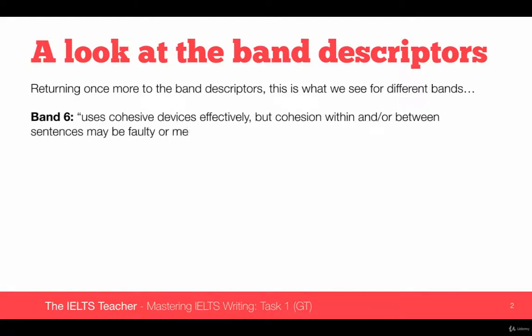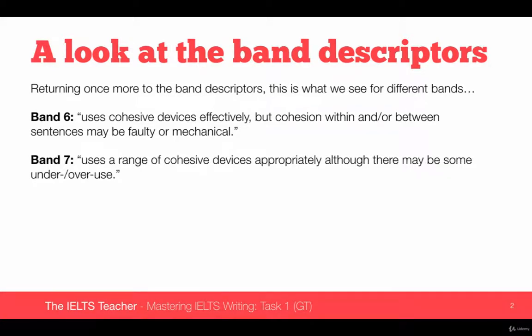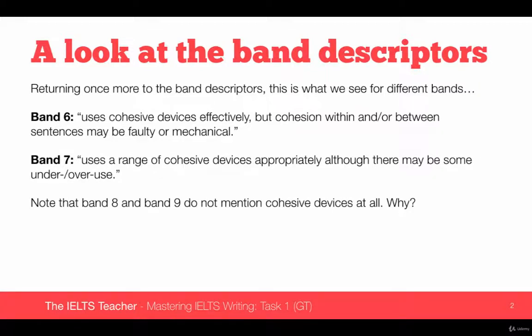Let's start by looking at band 6. Band 6 tells us we need to use cohesive devices effectively, but cohesion within and or between sentences may be faulty or mechanical. Now, band 7 tells us we need to use a range of cohesive devices appropriately, although there may be some under or over use. Note that band 8 and band 9 do not mention cohesive devices at all.